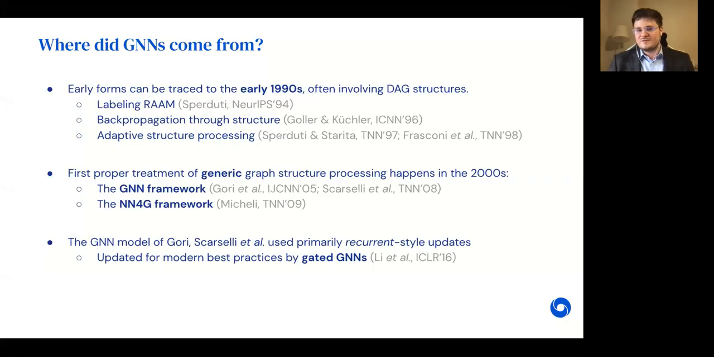And the first fully proper treatments of generic graph structure processing happened in the 2000s from 2 groups in Italy, the GNN framework from Marco Gori, Franco Scarselli, and others, and the Neural Network for Graphs framework from Alessio Micheli. And this GNN model of Gori, Scarselli, and others primarily used these recurrent style updates, which have been updated for modern best practices by Yujia Li's gated GNN layer.